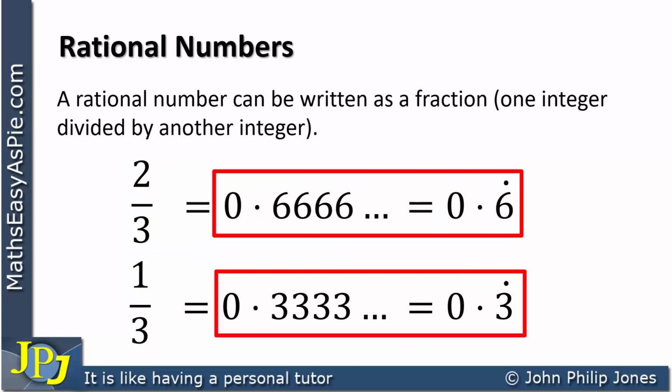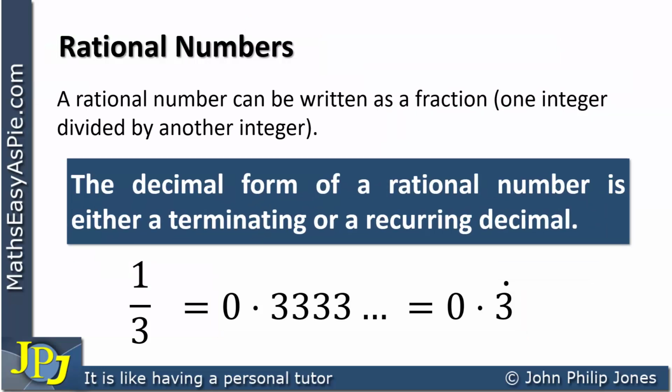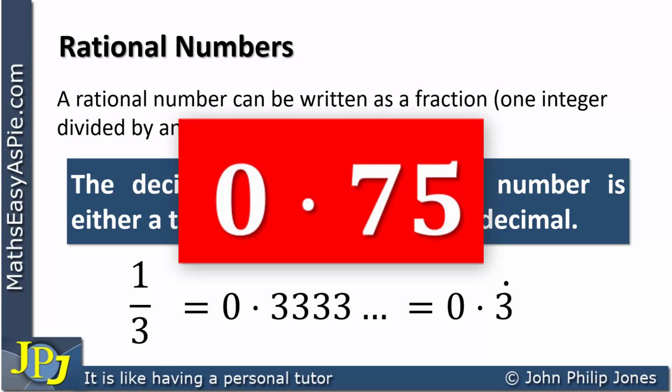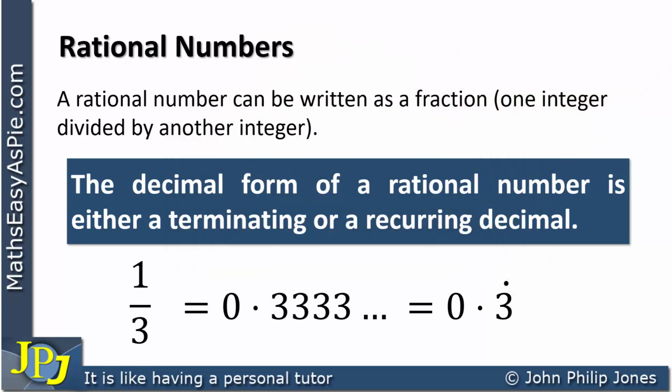And it's therefore important that we extend our understanding of rational numbers by actually saying the decimal form of a rational number is either a terminating or a recurring decimal. Now I've covered recurring decimals here, but an example of a terminating decimal would be 0.75, which we should know is 3/4. Terminating because there are no more digits after the 5. It's 0.75. Terminates there, no more digits.